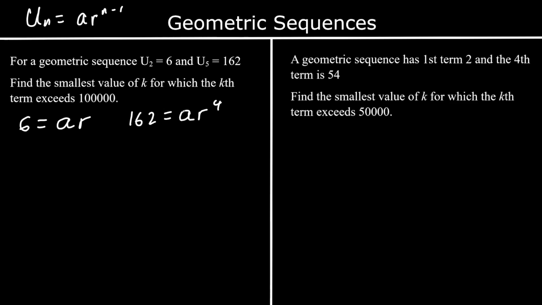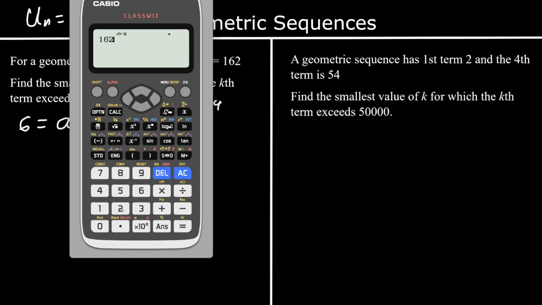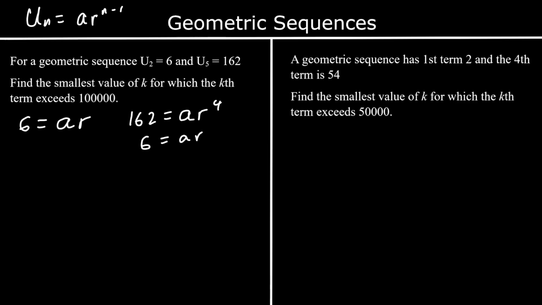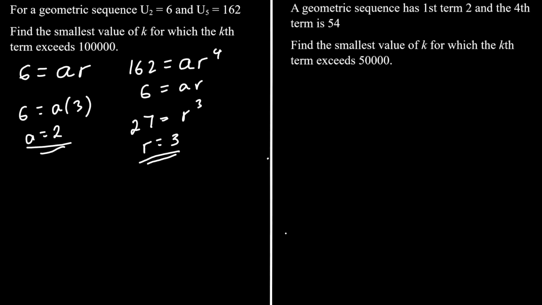Let's do the top one over the bottom one. 162 over 6 is 27. And that is r cubed. The a's cancel. R to the power of 4 divided by r is r cubed. And then cube root, which makes r 3. So now we know the common ratio. And we can find the first term. 6 is a times r. So a must be 2. So we've got the first term and the common ratio.